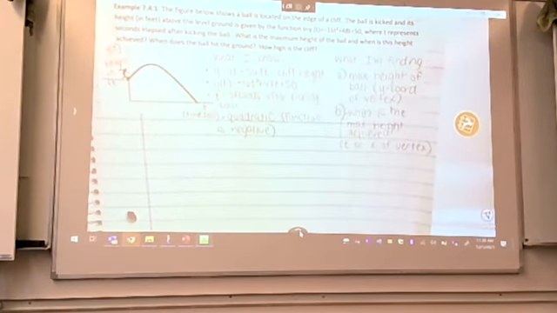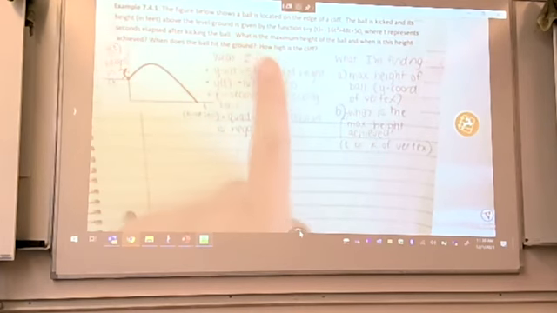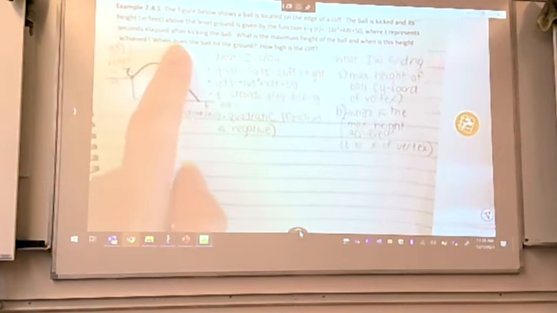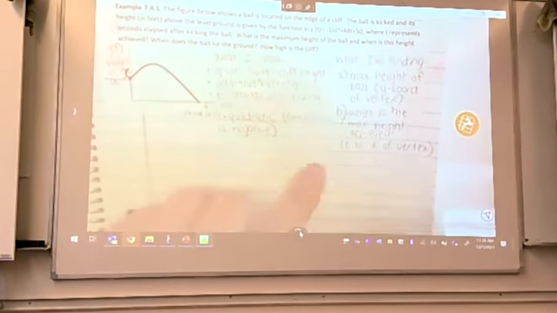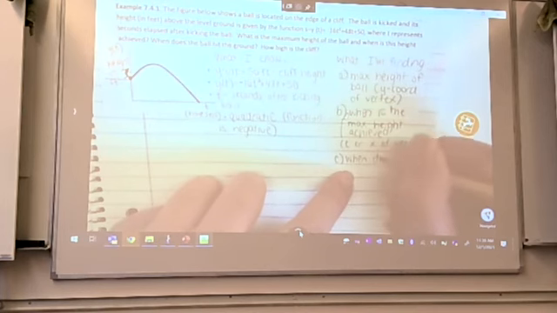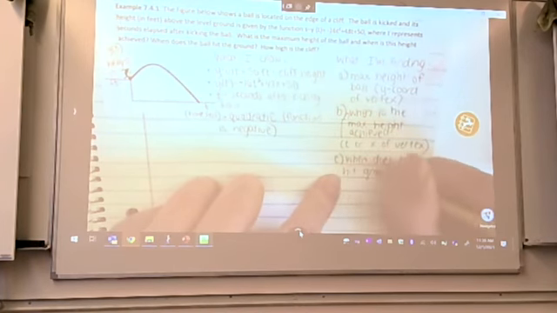So really, we just need to find the vertex, right? If we can find the vertex, we will answer part A and part B. Okay, but we're still not done. There's more. What is the maximum height of the ball and when is the height achieved? Next part, when does the ball hit the ground? So that's part C.